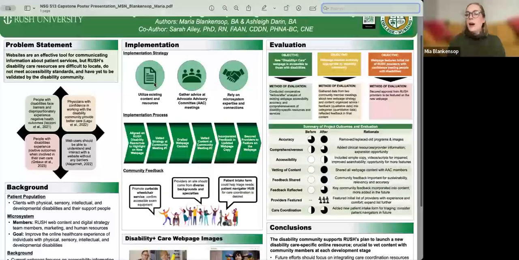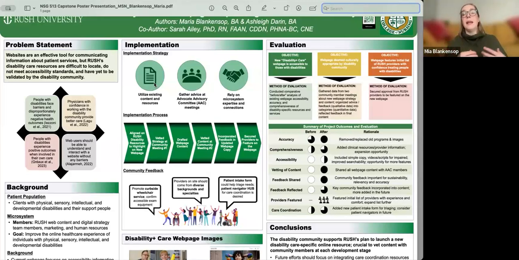So that was our issue that we wanted to expand upon. And so we set out to create what we were calling a one-stop shop, a new Disability Plus Care companion webpage to all the good parking stuff and navigating stuff to address these clinical issues.